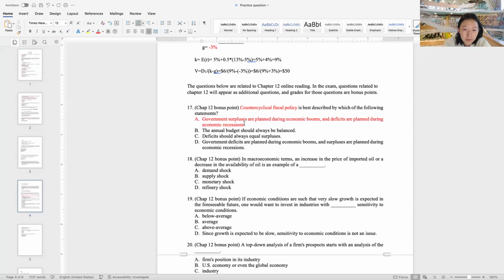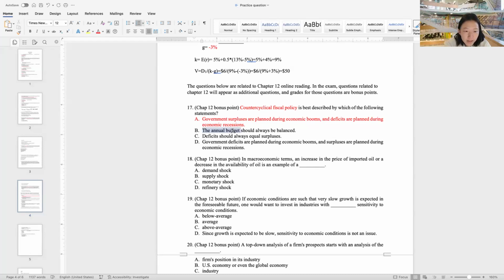Basically, when the economy is doing well, you want to restrict the spending because the economy doesn't need more money. It's already in good shape. When the economy is in recession, you want to spend more, so basically going into deficit. You spend more so that you can stimulate the market. By spending more, it generates a deficit for the government.